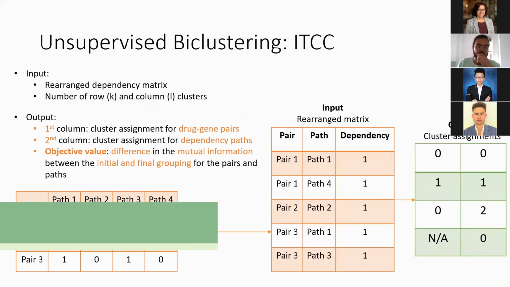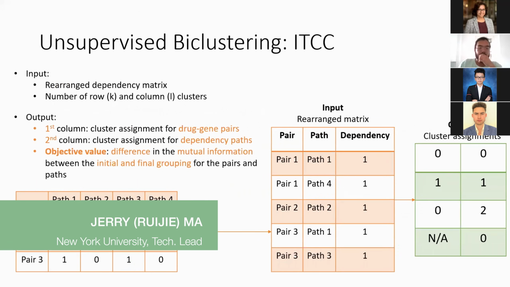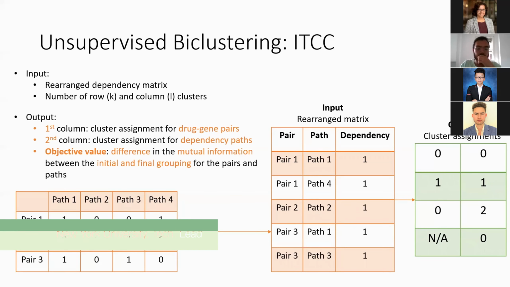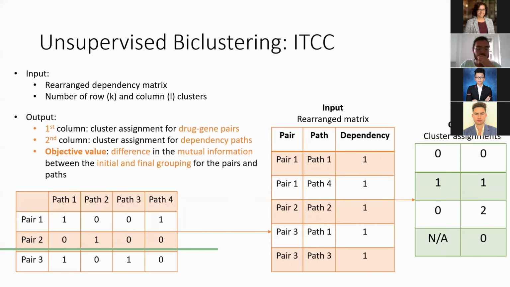After that, we have to find 2 parameters, the K and L. K and L are numbers of clusters. K is the number of row clusters that stands for the drug and gene pairs, and L is the number of column clusters that stands for the dependency paths. We follow the heuristics created by the original paper.